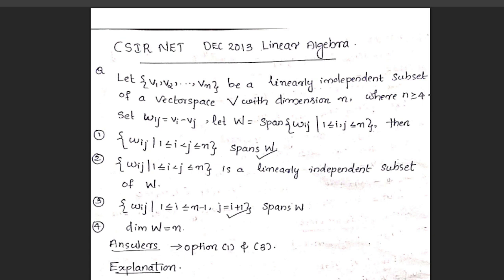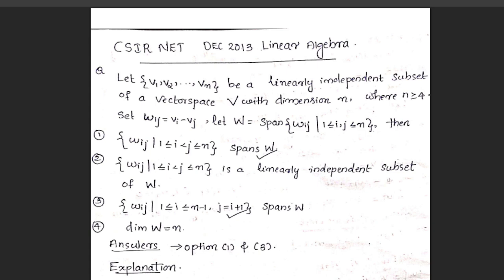Let's consider the first option. The set Wij, where 1 less than or equal to i less than j less than or equal to n, spans W. That is, when we take any element from W, we can write that element as the linear combination of the elements from the given set in option 1.